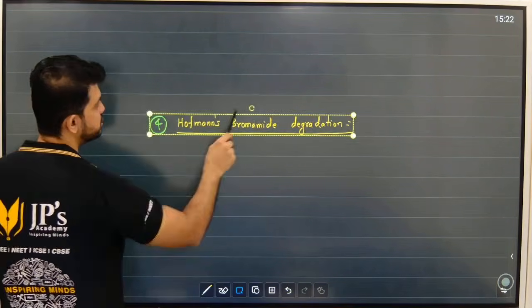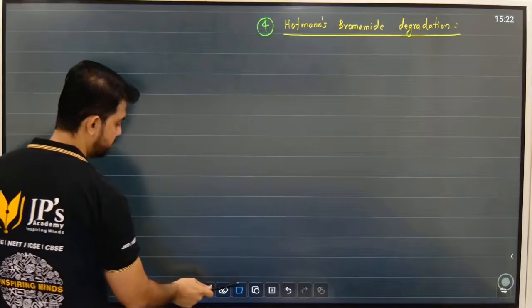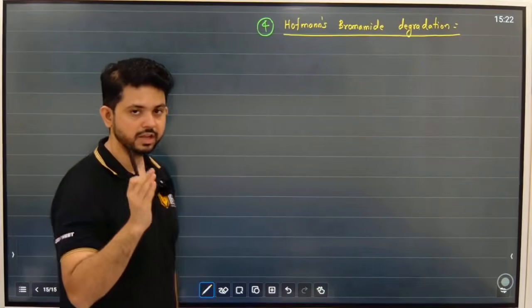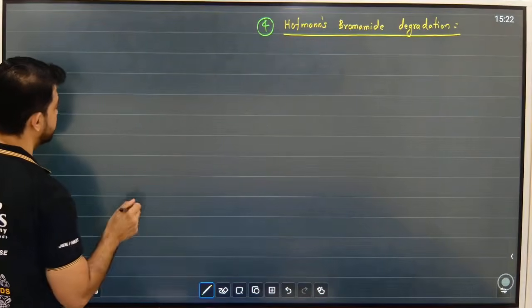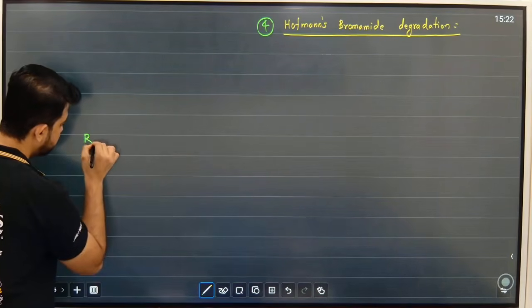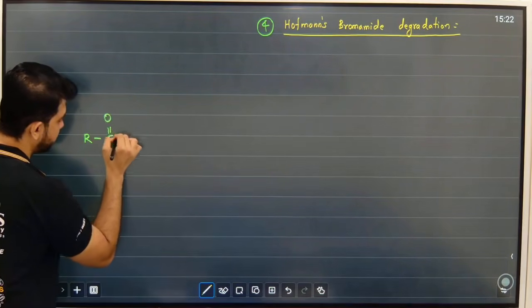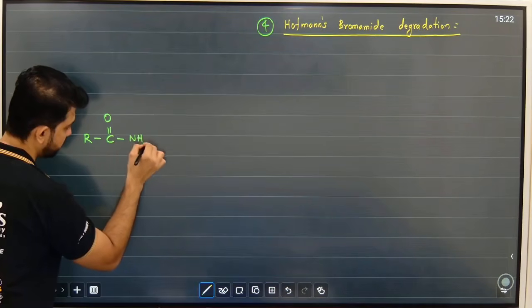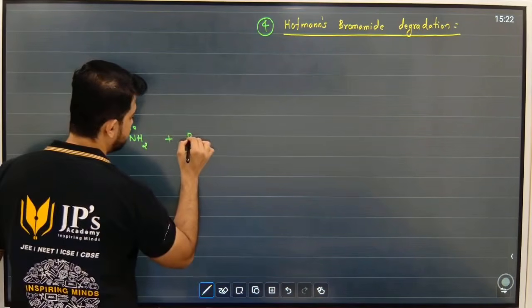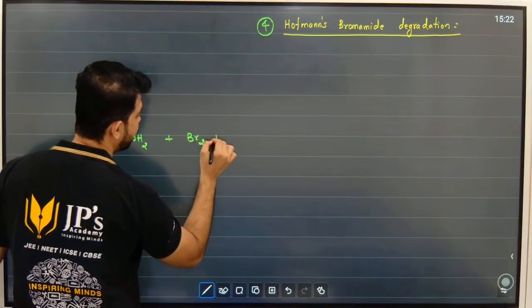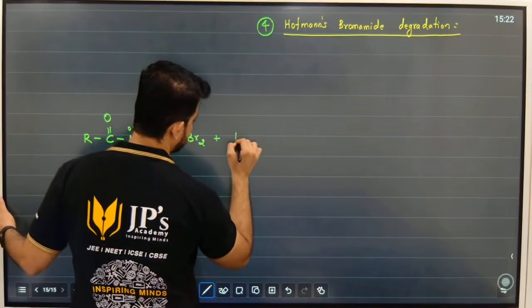And students, for JEE Advanced, I will also give you the mechanism of the reaction. Very, very important. Some very minute details in the mechanism you'll understand. So हम यहाँ पे start करते हैं students with a amide. So हमारे पास है RNH2, bromamide, so bromine and KOH, aqueous KOH.